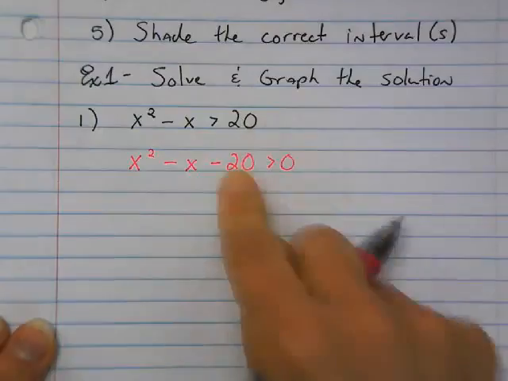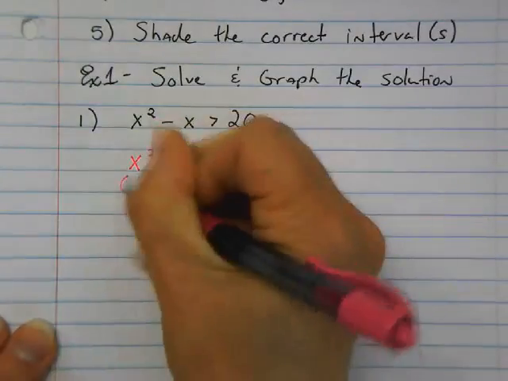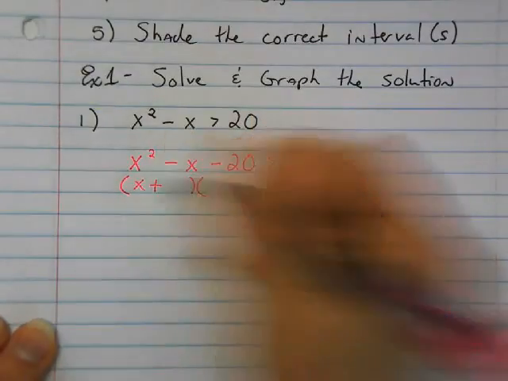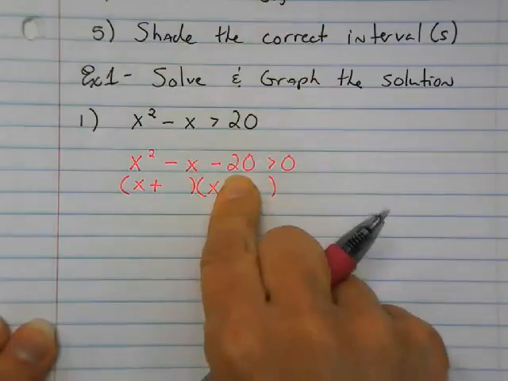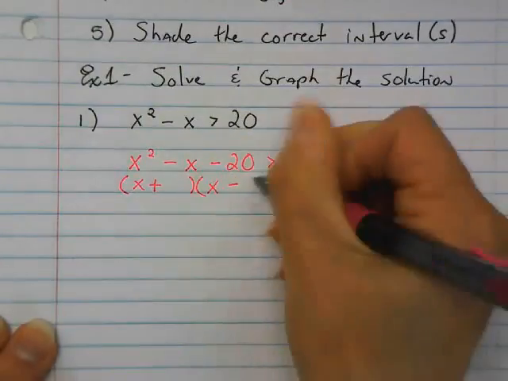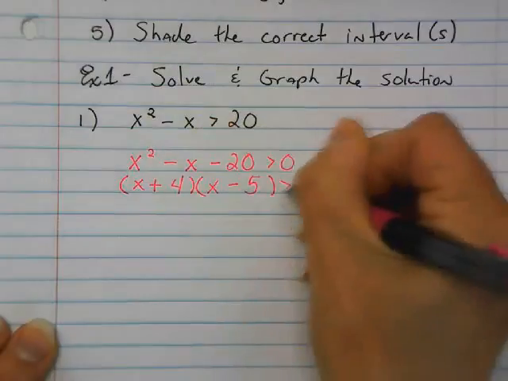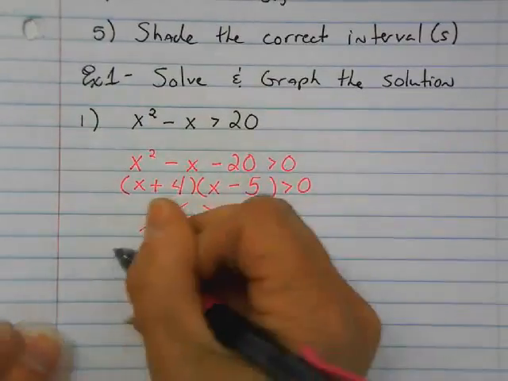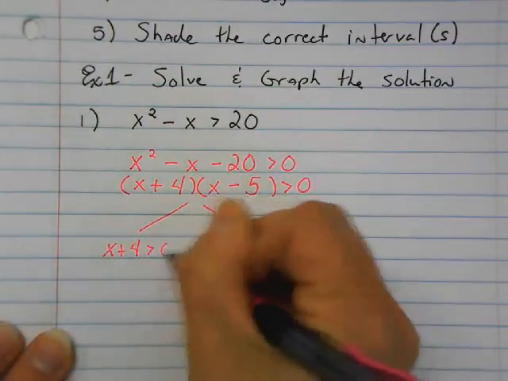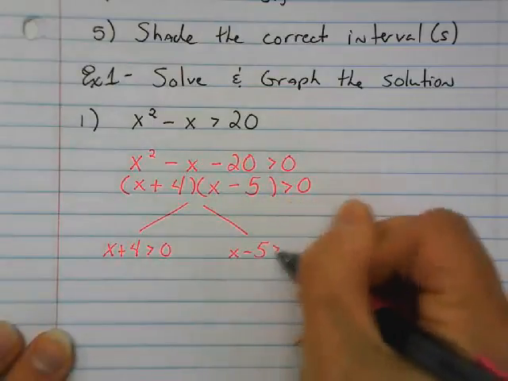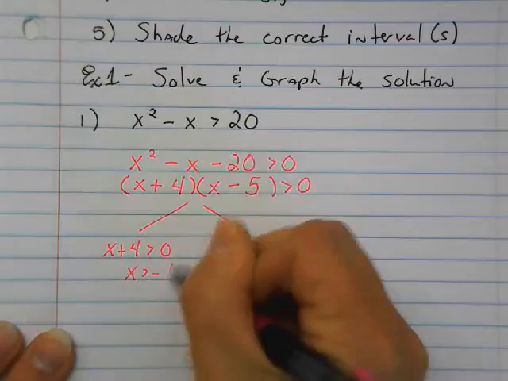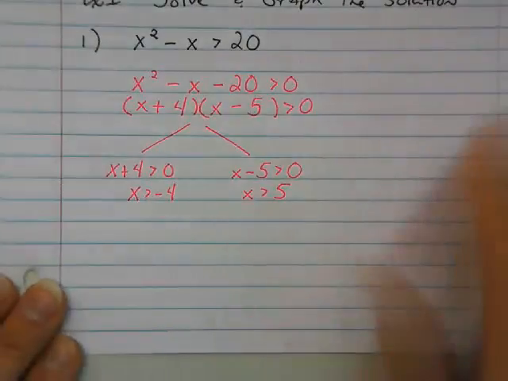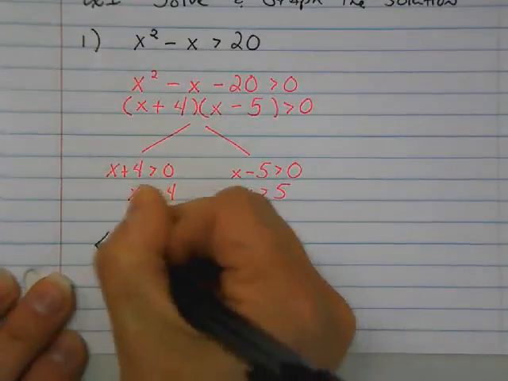Alright, so let's factor. The last term is a negative, so I need one positive, one negative. Things that multiply to give me 20, subtract to give me 1. So I'm going to use 5 and 4. Next, we do x plus 4 has to be greater than 0, x minus 5 has to be greater than 0. So x is greater than negative 4, x is greater than 5. So far, a little bit of change with the inequality symbol. Now let's go ahead and plot those on a number line.